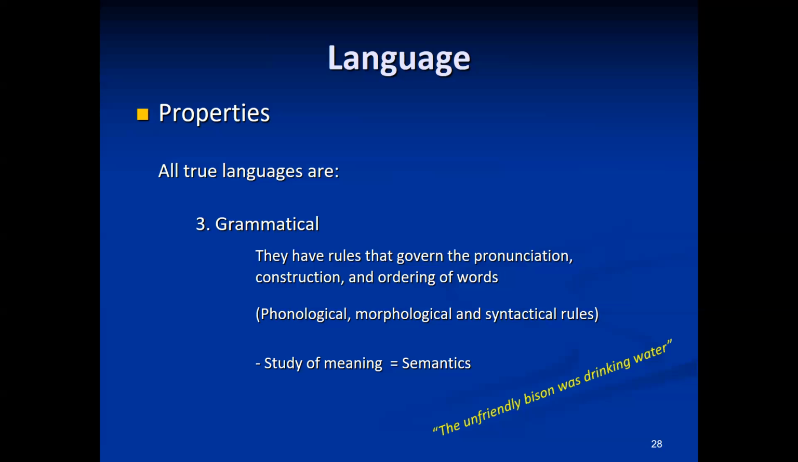Morphological rules govern how words can be constructed. Words consist of units of meaning. These are known as morphemes. For example, the word friend has one morpheme. The word friendly has two morphemes. The ly implies action. And the word unfriendly has three morphemes, the un implying a negative.